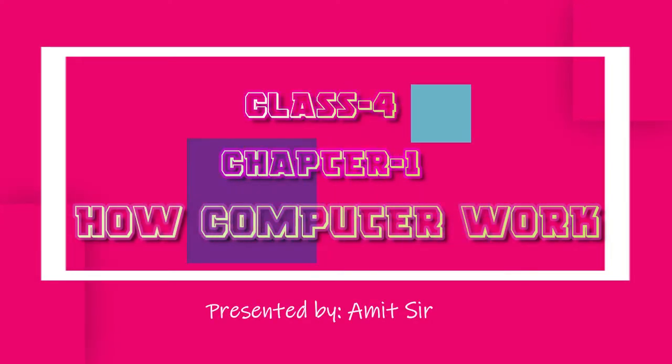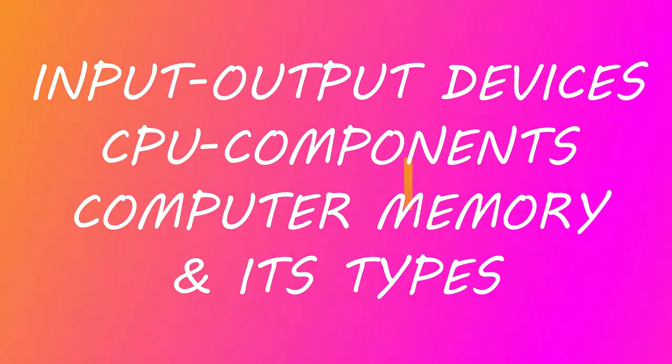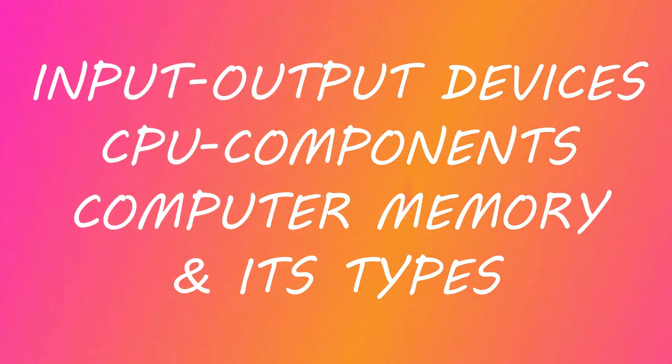In the previous classes, we have already learned about the various input output devices and the CPU components, and also about the memory and its various types, the primary memory and secondary memory. Before moving on to chapter number 2 in your content book, let's go through chapter 1 briefly.